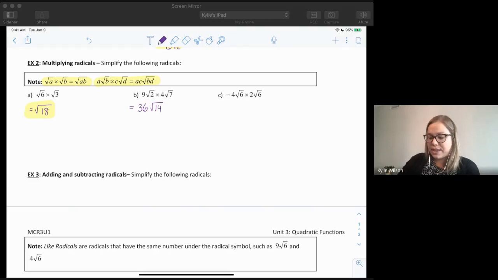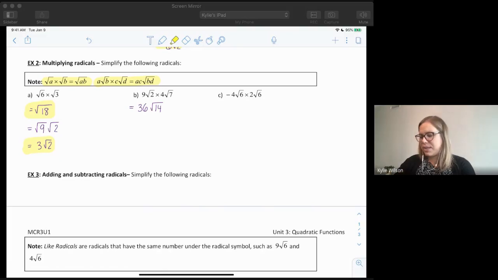Yep, so we could absolutely take this and simplify it a little bit further. The reason that I didn't was just because we were focusing on the multiplication, but we certainly could continue this into 9 times 2 and have 3 root 2. We could absolutely do that too. I was just focusing on the multiplication, but that is really as simple as it gets.